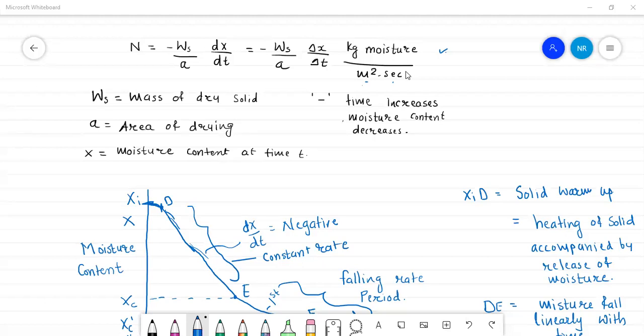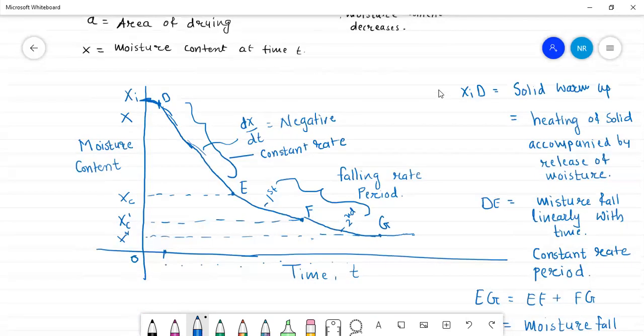Sir, what is the value of dx by dt in the falling rate period? It is different from point to point. It's non-linear, so you do not get one value. For that, you have to measure the slope from point to point. We have to calculate two values of x and two values of t, and then from point to point we can take dx divided by dt.